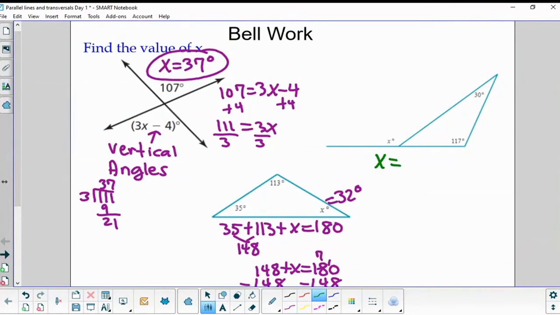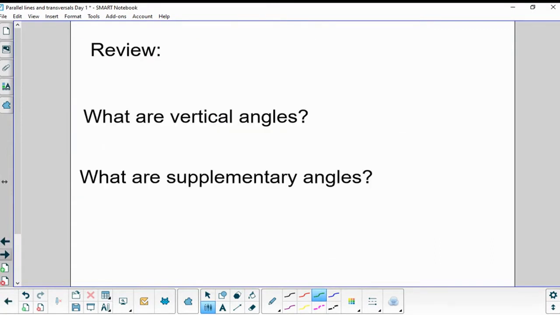This next one, we're dealing with the exterior angle theorem. And so we know from this theorem that this angle on the outside of the triangle right over here is equal to these two interior angles on the opposite side of the triangle added together. So that x equals 147 degrees. Now we're going to hurry and review a couple of concepts here.